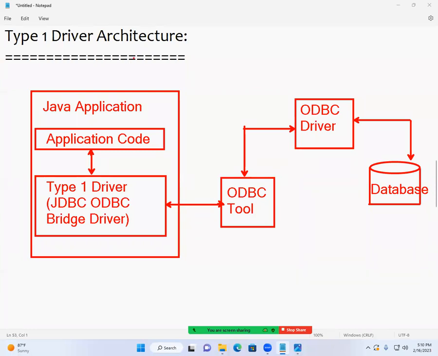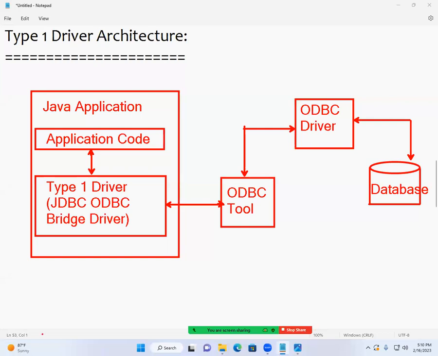This is the type 1 driver architecture. In a Java program, some code will be there. With that code, we will load the driver, because the driver is one class. That class will load. After loading, that driver communicates with ODBC. ODBC contains one driver, the ODBC driver. Whichever database you want to connect, that ODBC driver is selected. With that, connect to the database. This is the concept.